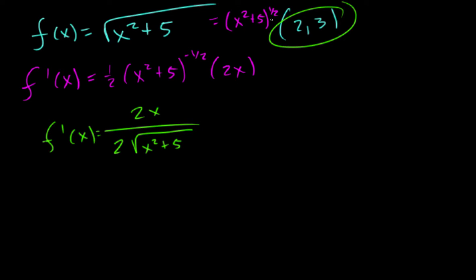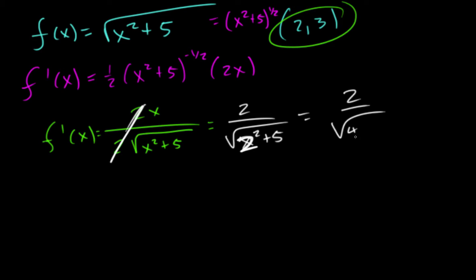We're given this point, which means that x equals 2, where we're interested in that. And so, actually these 2's can cancel. So that makes it a little bit easier. So we get 2 over square root of x squared plus 5, not that, this is a 2 as well. So 2 over square root of 4 plus 5, 2 over square root of 9, which means the slope is equal to 2/3.